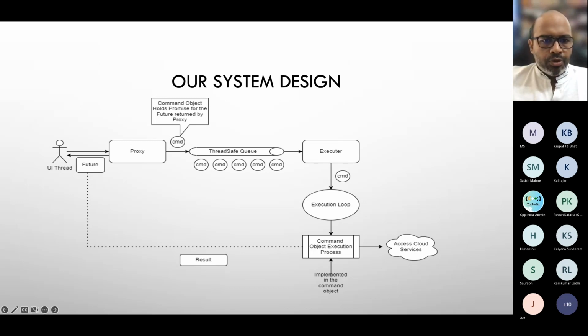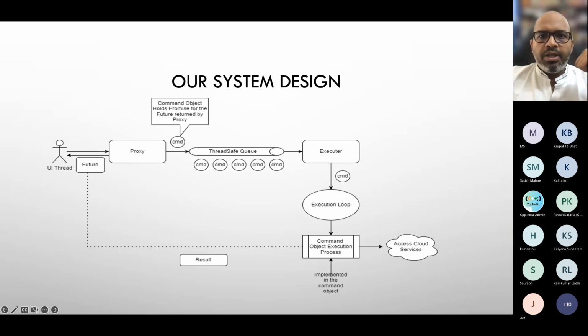Okay, so the proxy returns the future, and the corresponding promise of the future is inside this command. Now, if you remember the dynamics of the active object, we had a scheduler and a list. But in our system design here, we want to make things a bit simpler. So what we have done is we have created a thread safe queue instead of a list.